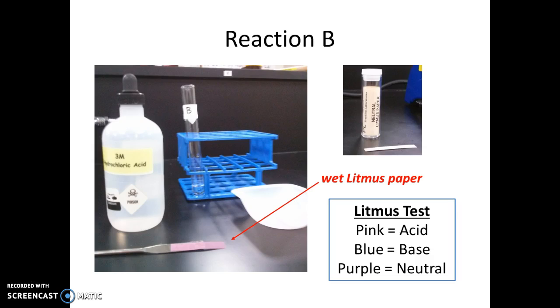To interpret the results of your litmus test, you're going to be looking for a color change on the litmus paper. It's purple to begin with when you get it out of the bottle. If it turns pink, then you would say that the gas is acidic. If it turns blue, you would say that the gas is basic. And if it doesn't change color, if it stays purple, you would say that the gas is neutral or that it's just not soluble in water.